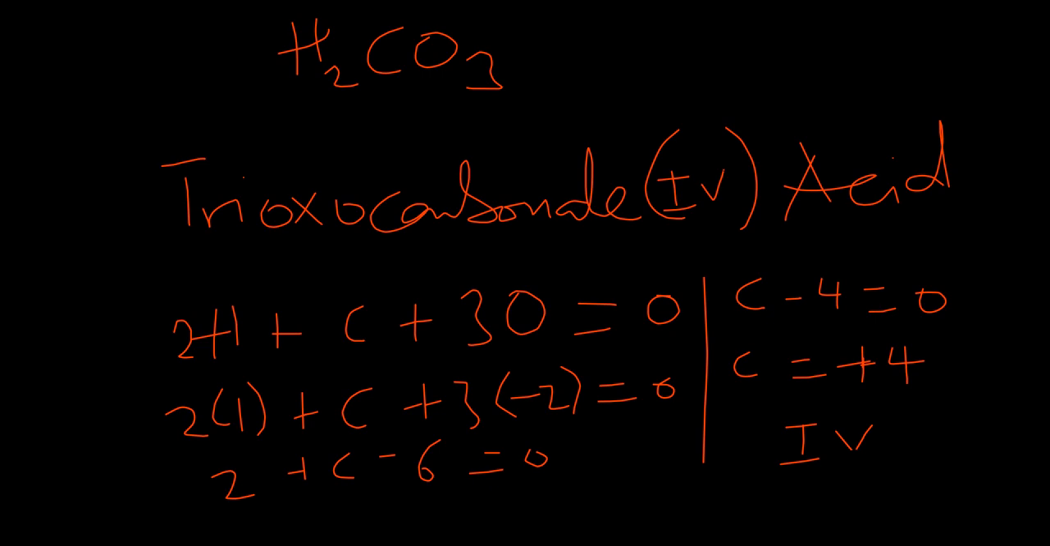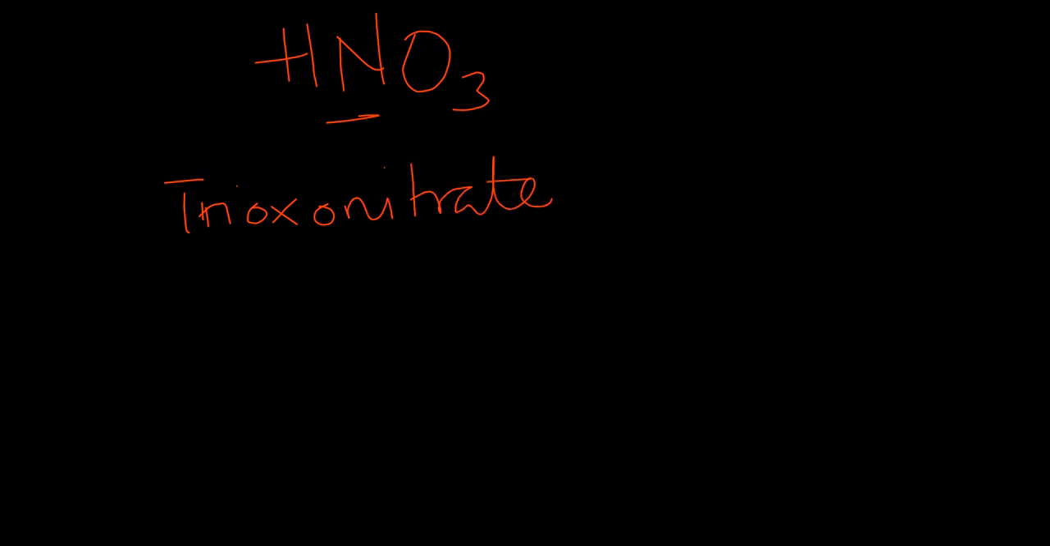Let's try another example. So do HNO3. So it's 3 of the oxygen, so it will be a trioxo. It's a nitrogen, so it's a nitrate, right? Then the oxidation state of the nitrogen will follow, then acid. So that determines the oxidation state of the nitrogen.